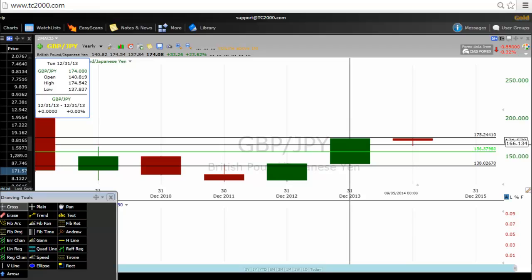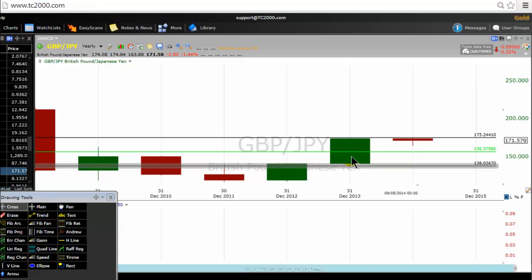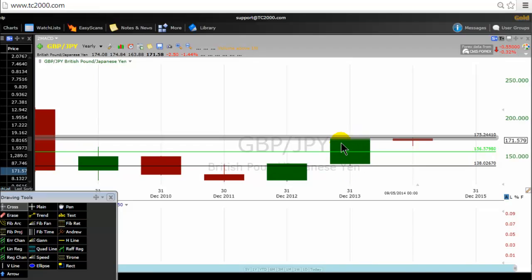and the exact level for the high of last year is 174.54. Note it down like a professional trader. Know it. If you trade this pair all the time, know it. The median line is in a zone, not an exact level, a zone of 156.57. The low of last year, 2013, is at 137.83. These 3 levels, traders must know and pay attention to them.